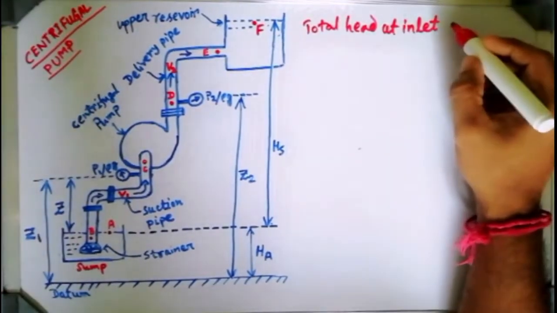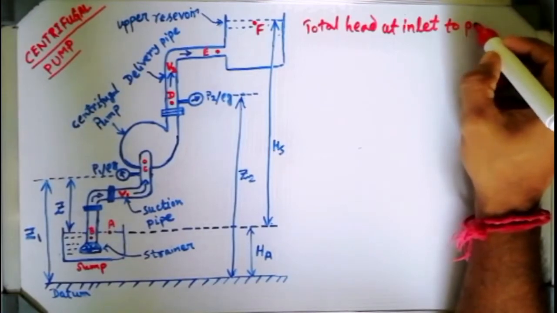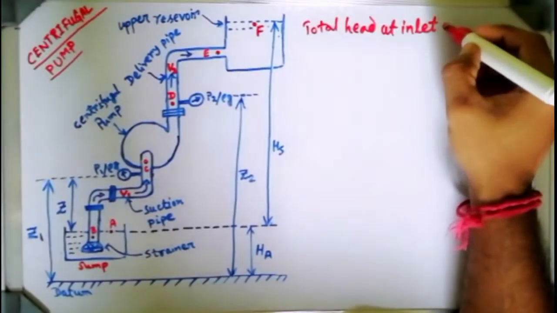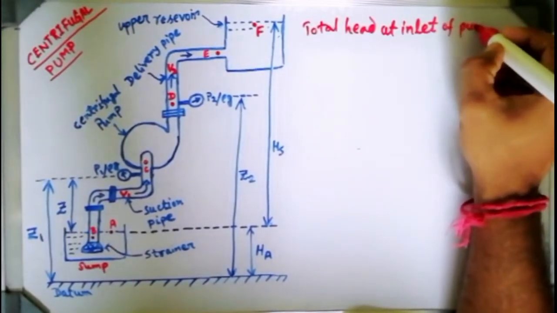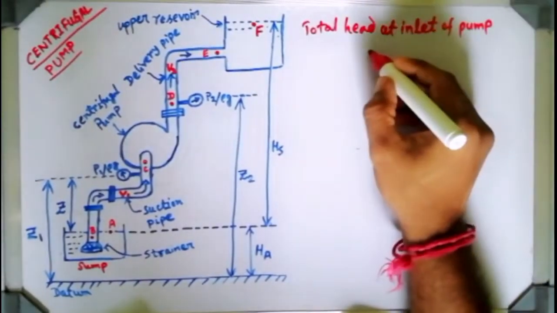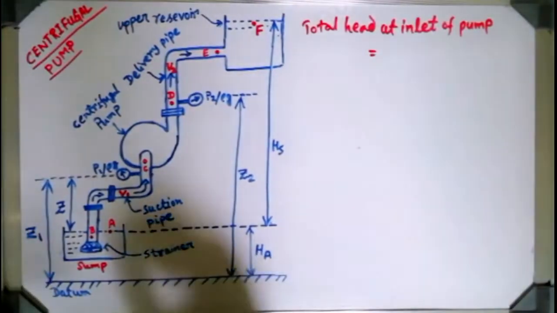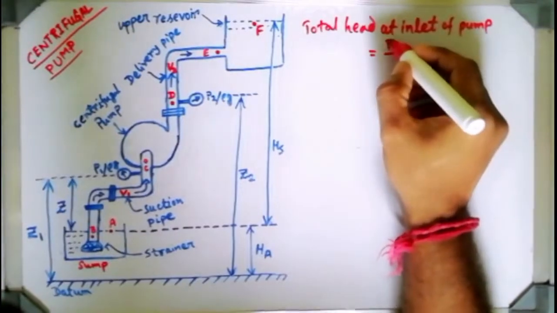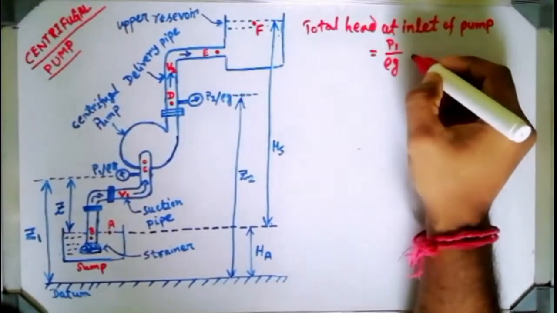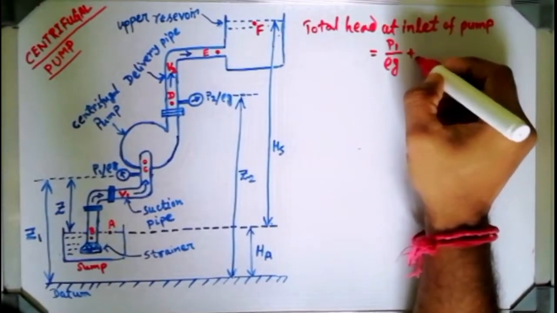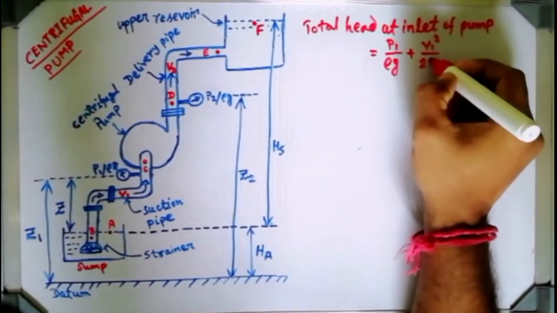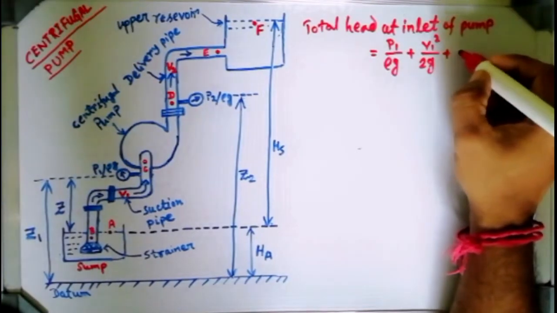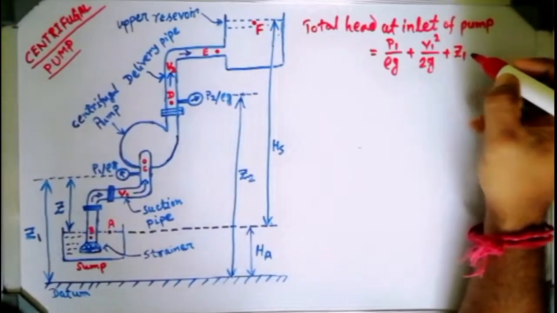Okay, total head at inlet of pump. Inlet means the point B. So I can represent P1 by rho g, that is the pressure head at the inlet, plus v1 square by 2g, that is the velocity head, or rather say kinetic head, then the elevation z1.